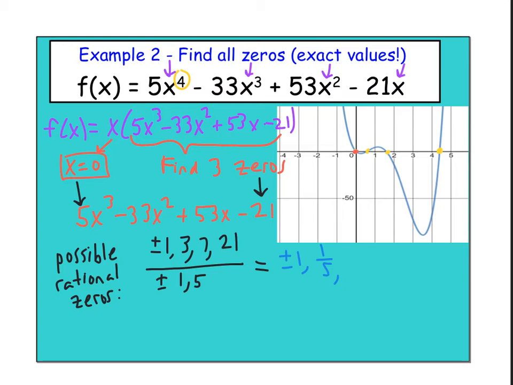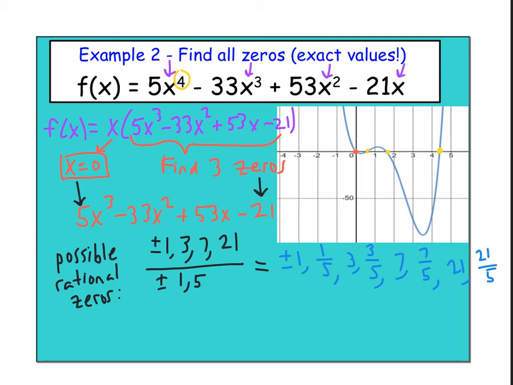Then I'm going to move to the 3 in the numerator. It could be 3 over 1 or 3 over 5. It could be 7 over 1 or 7 over 5. And it could be 21 over 1 or 21 over 5. And again, all of these could be positive or negative. What we really did there was just make a list. And it's telling us if there are rational zeros, it's going to be one of these numbers.